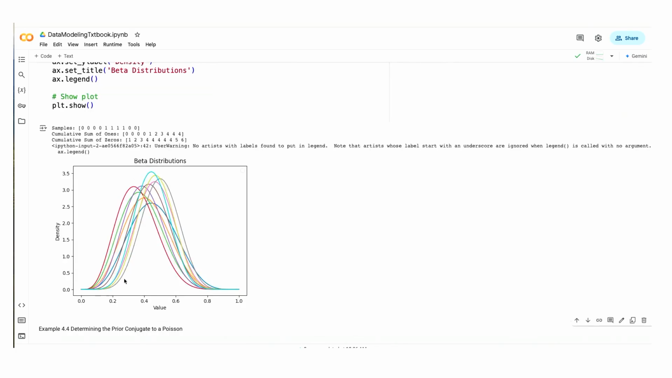And my prior at this point looks a little bit different. It looks more like a function which is centered at some value. In this particular case, it was probably centered here. And then what I'm recovering, eventually after 10 data points, is something which is centered closer to 0.5.